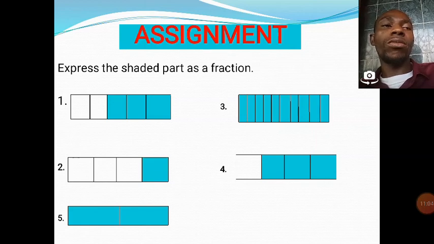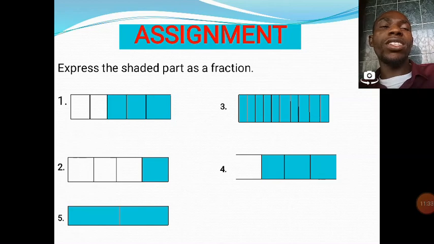So first of all, let's take the total number of parts the object is divided into. Let's count. We have 1, 2, 3, 4, and 5. Good. So we write that down as our denominator. Now let's come to the number of parts shaded. Let's do it together. We have 1, 2, and 3. Good. So we write that 3 on top of the 5.